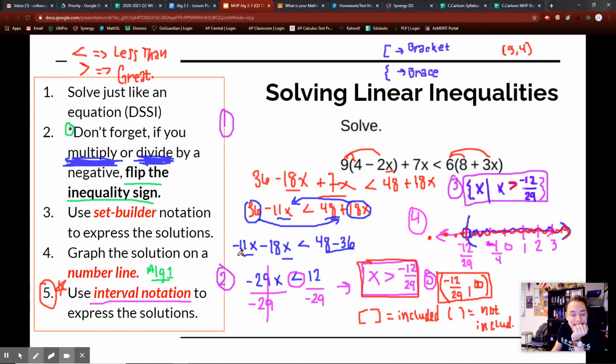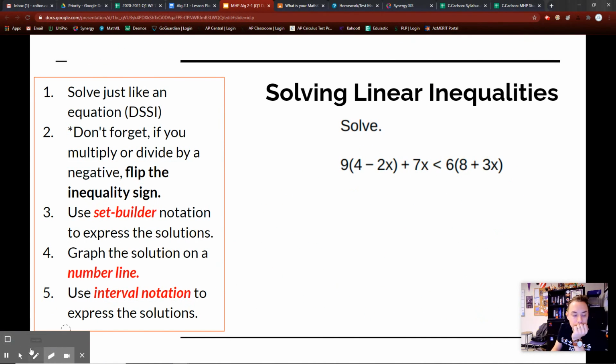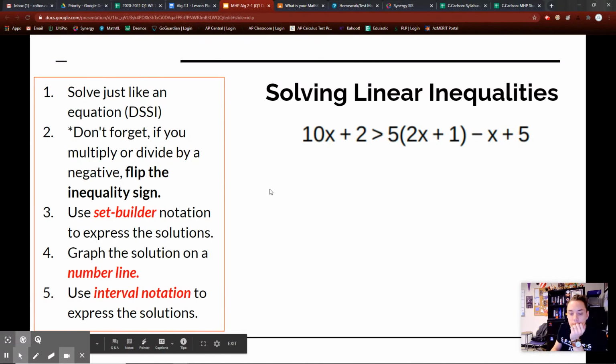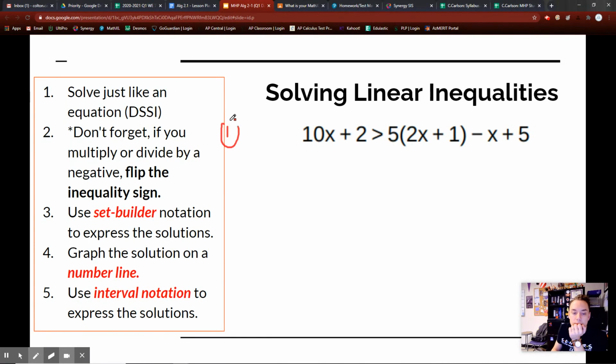Great. Let's erase. Let's go through a different example. I don't think this one will have fractions, so don't worry. Solve it just like normal. So step 1, solve it just like normal. I'm going to look for parentheses so I can distribute. I'm not going to do anything right here. I'm actually going to move it just a tad bit over to the left. So 10x and then plus 2 and then greater than.